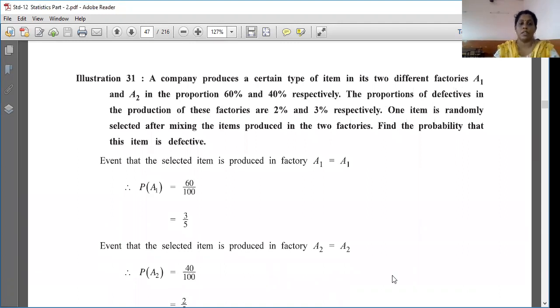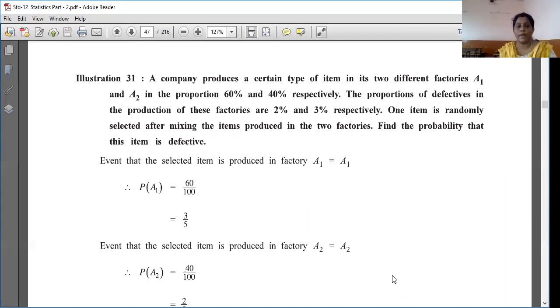That is illustration number 31. Let's see the question. A company produces a certain type of item in its two different factories A1 and A2 in the proportion 60% and 40% respectively. The proportion of defectives in the production of these factories are 2% and 3% respectively. I repeat, a company produces a certain type of item in two different factories, A1 and A2, in the proportion of 60% and 40%.